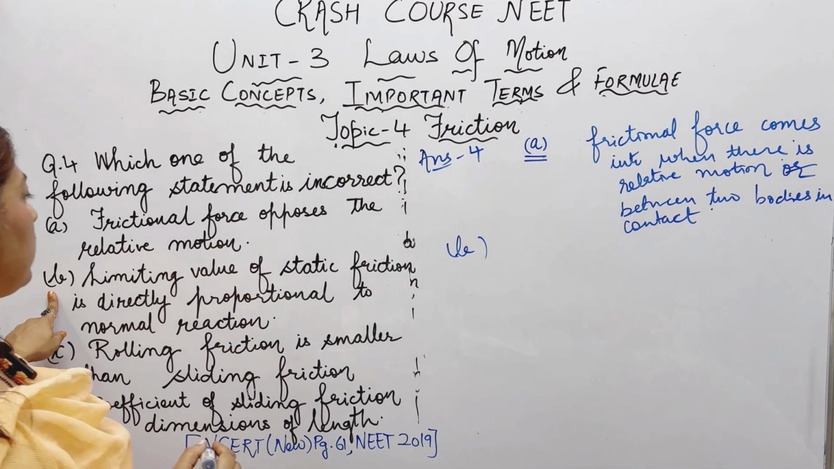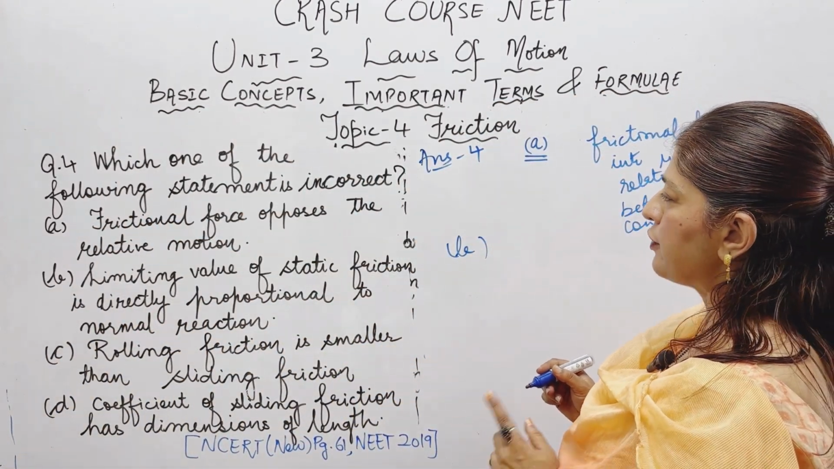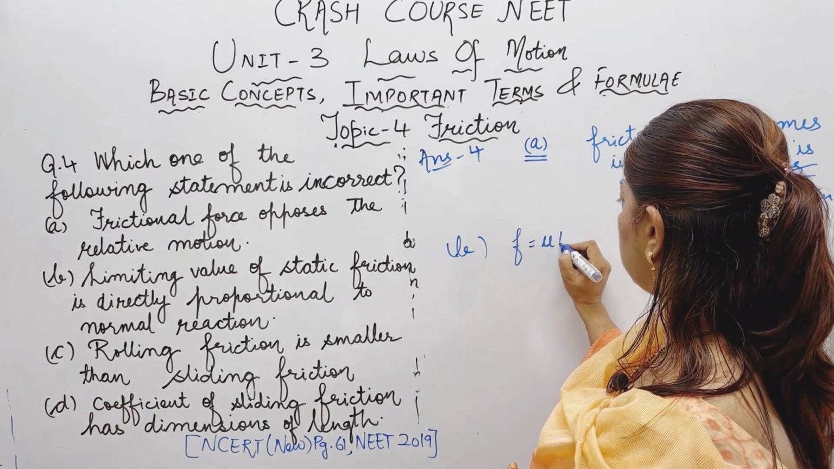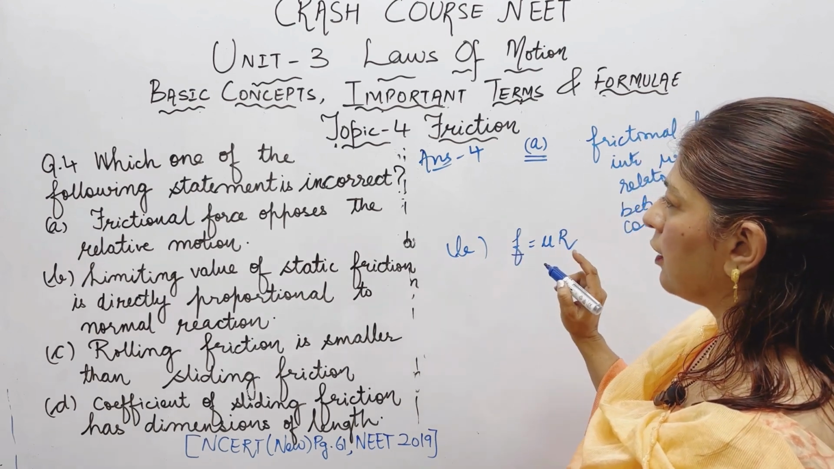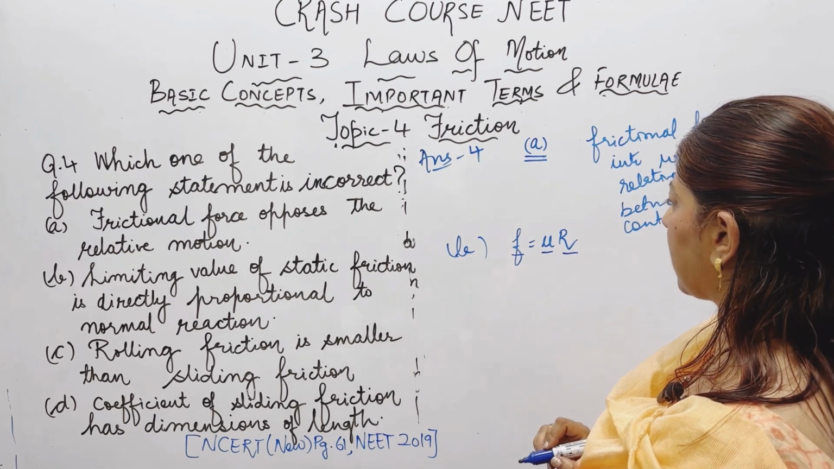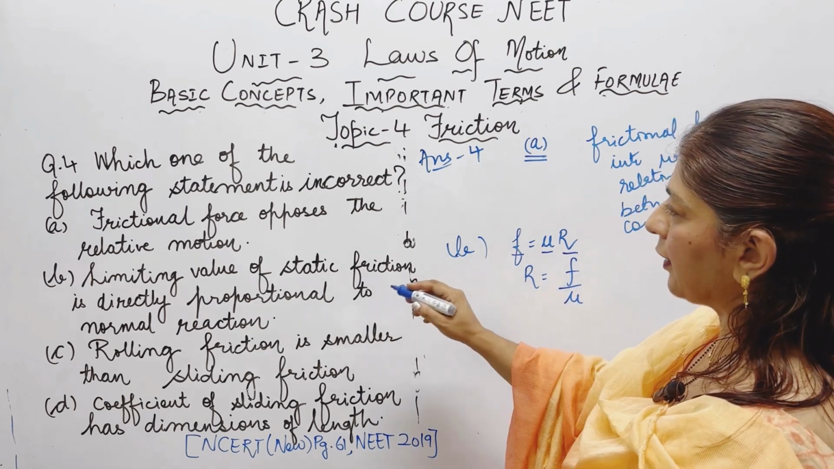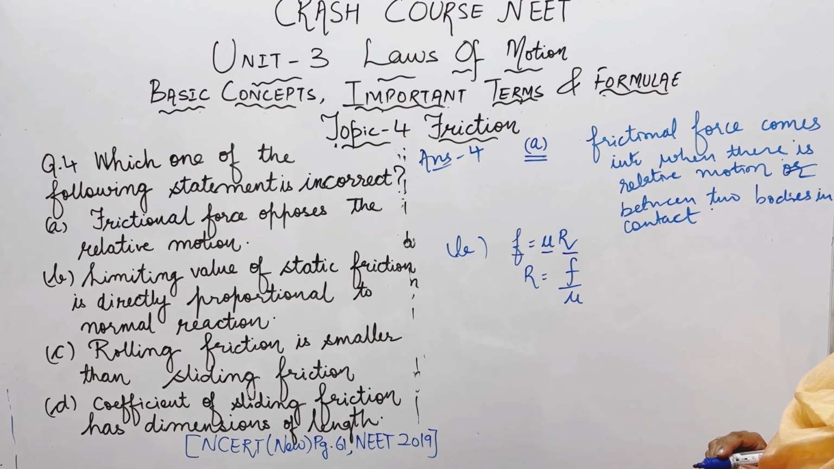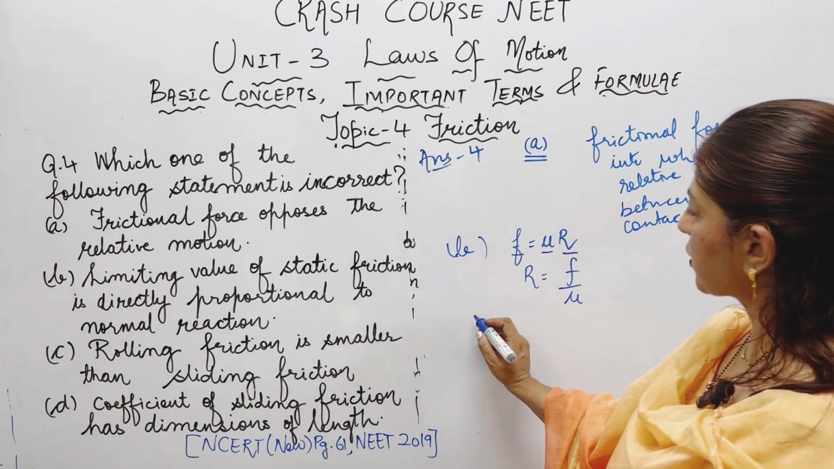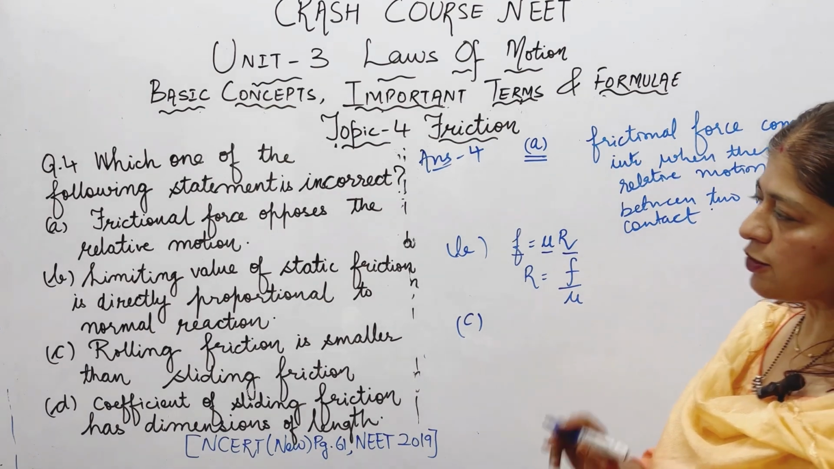Now, if we look at option number B, limiting value of static friction is directly proportional to the normal reaction. So, we know the relation F is equal to mu R, where F is the value of the static friction, mu is the coefficient of static friction, and R is the reaction. So R is equal to F upon mu. So there is a direct proportionality between the limiting value of static friction and the normal reaction. So B is also a correct statement. Now look at option number C. Rolling friction is smaller than the sliding friction. This is also a correct statement.